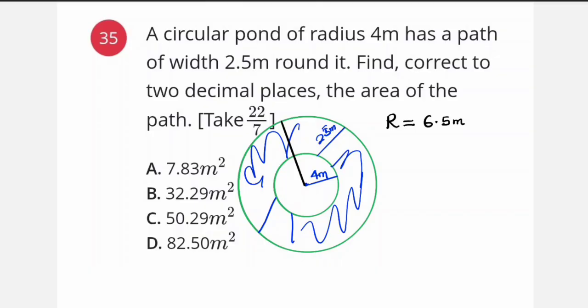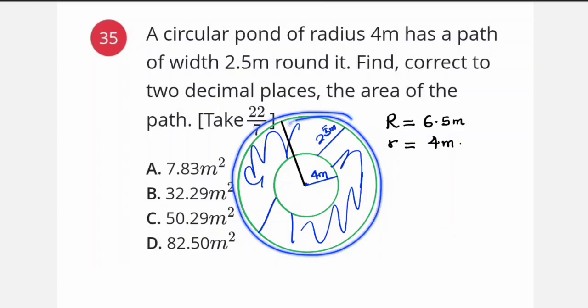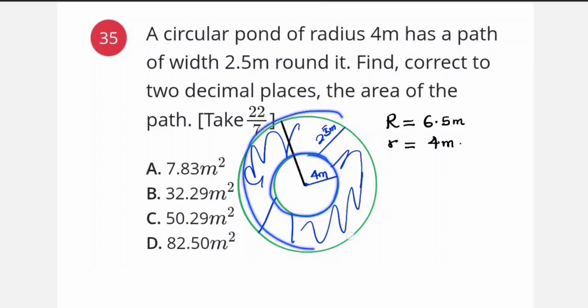And the radius of the smaller circle is going to be, of course, 4 meter, which is the radius of the pond. So what we need to do here is to obtain the area of this whole circle and then obtain the area of the smaller circle. After obtaining the two, we subtract the area of the smaller circle from the big circle. Then that will be the area of the shaded part in this picture. The area of the biggest circle is going to be pi r squared.